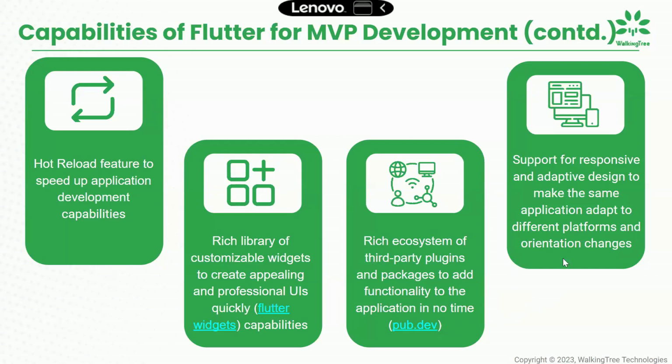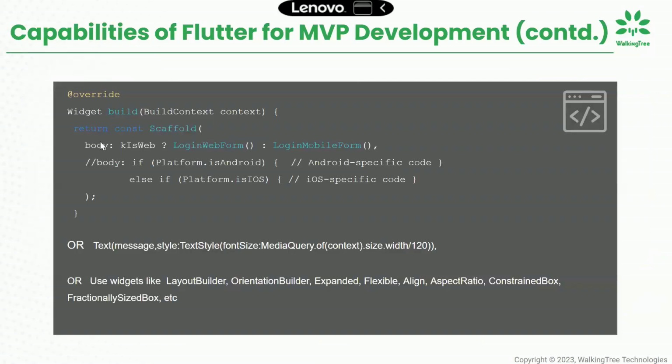Flutter also has a rich ecosystem of third-party plugins and packages, which can enhance the functionality of our application. We can find them at pub.dev. Flutter widgets are also responsive, and they can adapt to different platforms. So with one code base, making the applications responsive and adaptive, the same code base can work on different platforms. Even orientation changes from landscape to portrait are very simple to handle with a Flutter application.